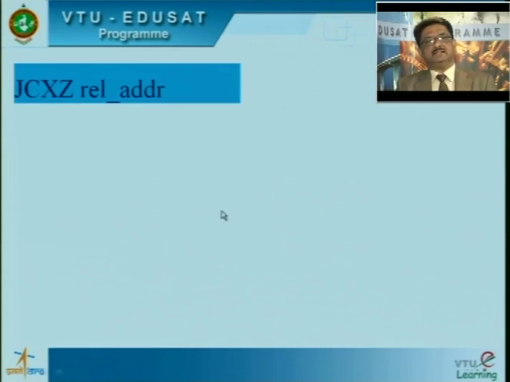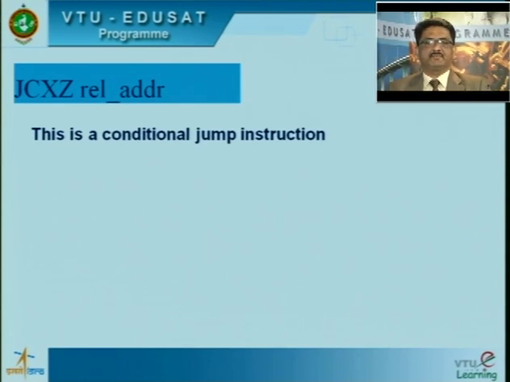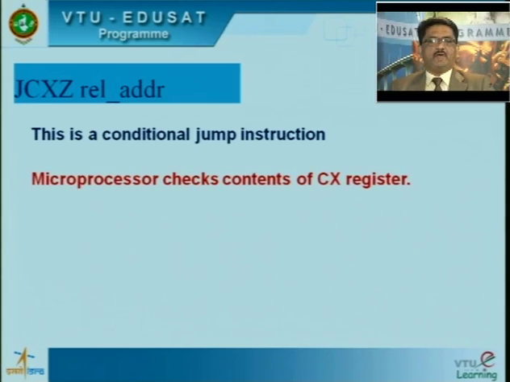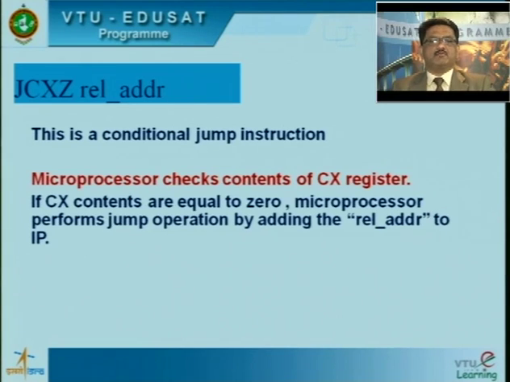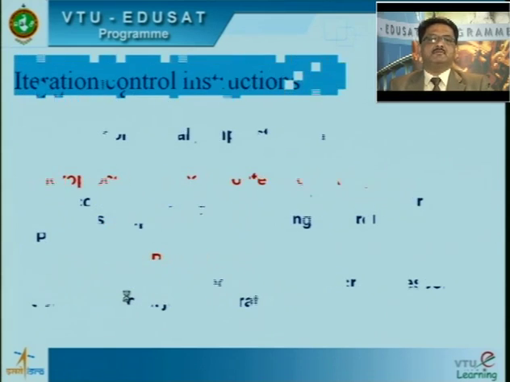Next, we have another very important conditional branching instruction, JCXZ relative address. This is a conditional jump instruction where the microprocessor checks the content of the CX register. If the CX content is equal to 0, the microprocessor performs the jump operation by adding the relative address to IP. So basically we use the CX contents for checking. If the CX content is equal to 0, the zero flag will be set, and when the zero flag is set, branching will happen. If the CX contents is not equal to 0, the microprocessor does not perform the jump operation.